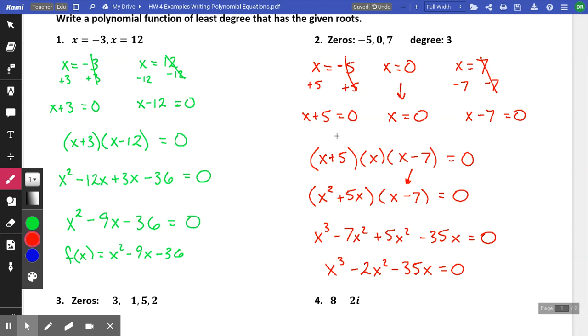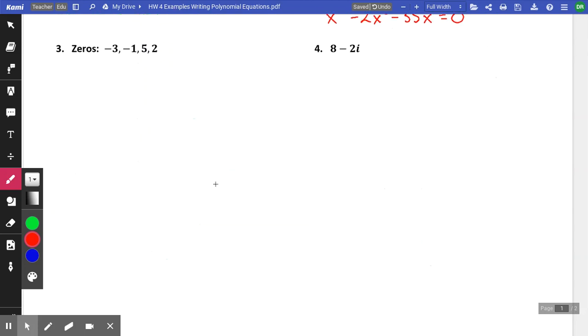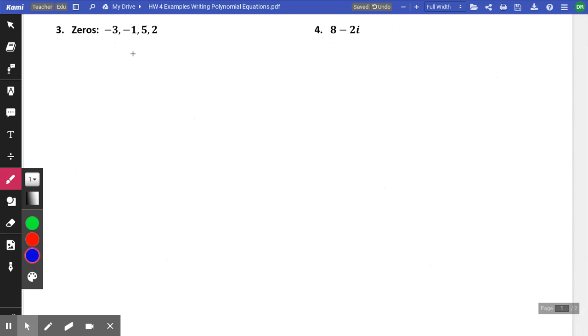Okay, so there's 2 fairly basic cases, one with 2 solutions and one with 3. So let's bump it up one more. We have worked with degree 4 polynomials, and that's what we see here. We have zeros of -3, -1, 5, and 2. So there's 4 solutions. They're all real. And so I know I have 4 solutions in total for a degree 4 polynomial. I expect my polynomial to have x to the fourth. So let's go ahead and approach it the same way. We'll put x equals for each of these.